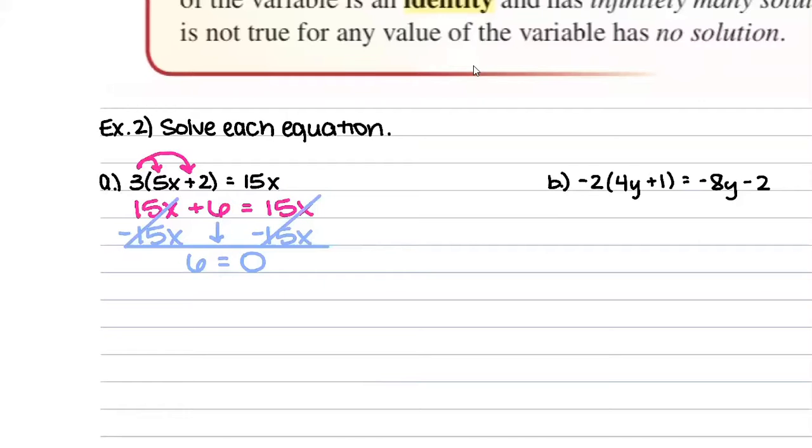This is not true. So whenever you get something like this where you have a false statement, your answer is no solution. If you get to an answer that's a false statement, your answer for the whole thing is no solution.